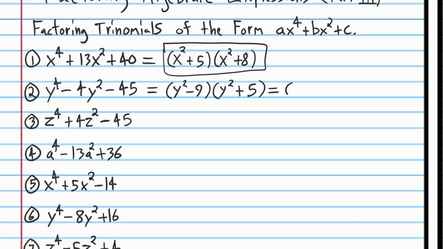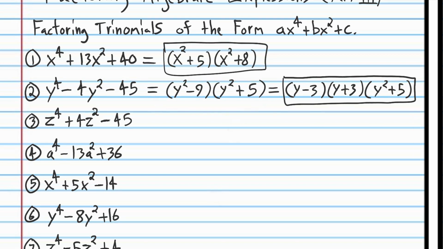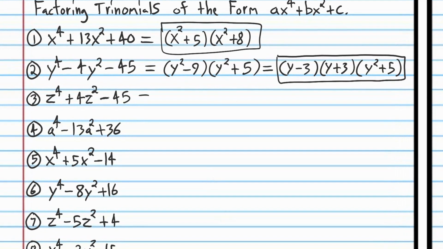So we can continue to factor the y squared minus 9. We can make the y squared minus 9 into y minus 3 and y plus 3. And we just keep the y squared plus 5. So again, y squared minus 9 became y minus 3 times y plus 3. And that is our answer because that expression is completely factored. If you left it in this form, it would not be factored completely. You always have to factor algebraic expressions completely. It's very common for students to only go part of the way.